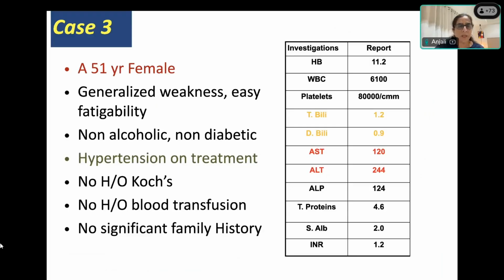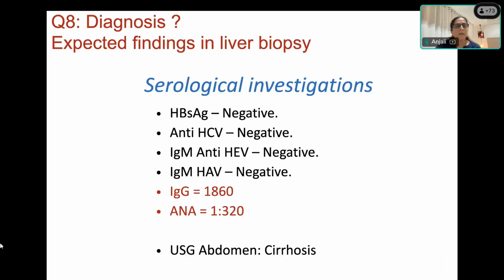Now, the last 2 or 3 cases. This was a 51-year-old female with generalized weakness, non-alcoholic. She was on treatment for hypertension, with no history of blood transfusion, and this is her liver function test. These are the additional serological tests. The patient was negative for viral markers, HBsAg and HCV negative, but IgG was raised, and the patient had ANA 1 in 320, which was also raised. So what is the diagnosis and what is the expected liver biopsy finding? Who would like to answer?